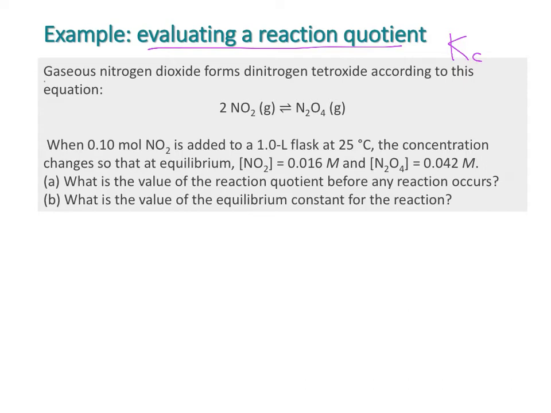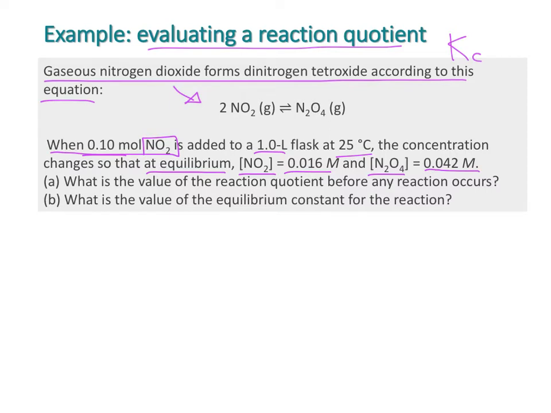So in this problem, we have gaseous nitrogen dioxide forming dinitrogen tetroxide. It's actually that same reaction we were looking at earlier, just flipped around. So remember, these are reversible reactions, so you could start either way. In this particular reaction, we are starting off with NO2. We have 0.1 mole of NO2 being added to a 1 liter flask at 25 degrees C. The concentration changes so that at equilibrium, so pay attention to that wording, at equilibrium, we know that the concentration of NO2 is 0.016 molar. The concentration of N2O4 is 0.042 molar.